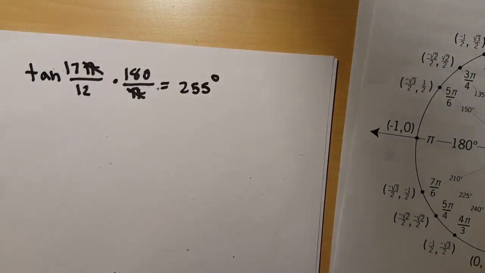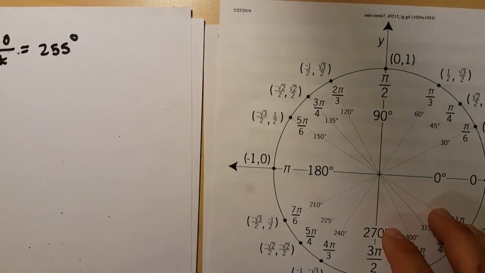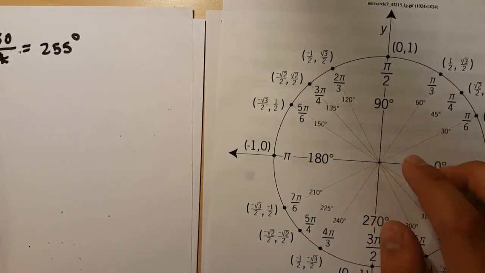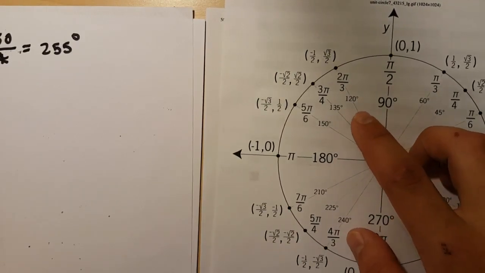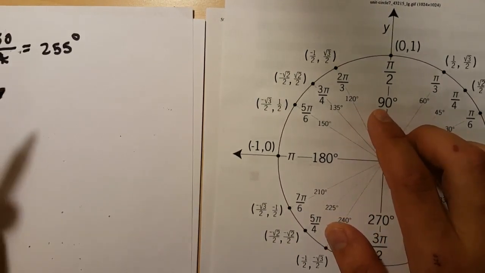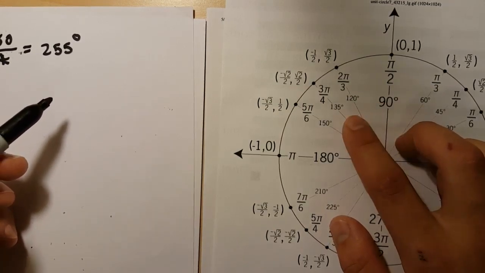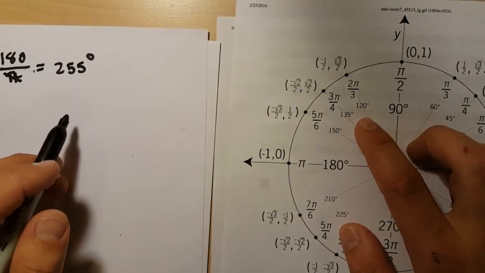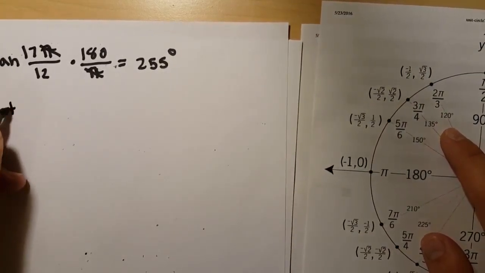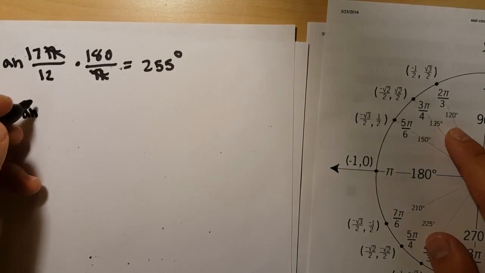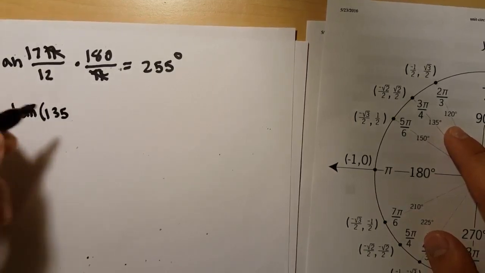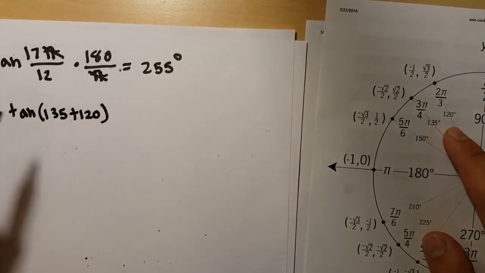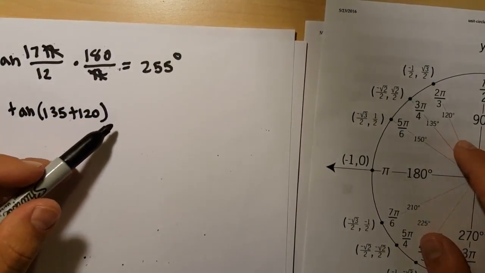Now, we look at the unit circle and see what plus what equals 255. Let's see what would work. 135 plus 120, that should equal 255. So then tan 135 plus 120 gives us 255 degrees. So now we got this.